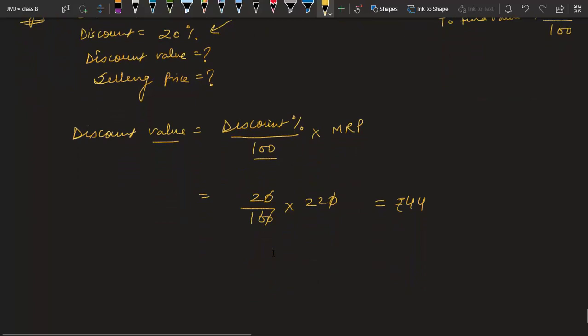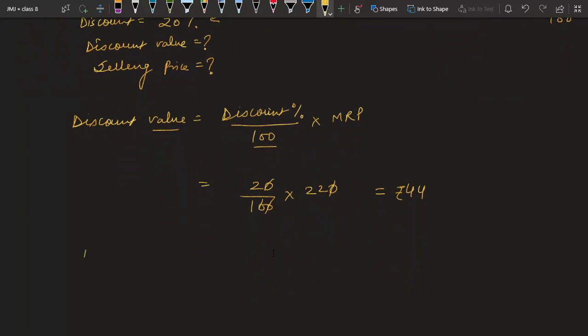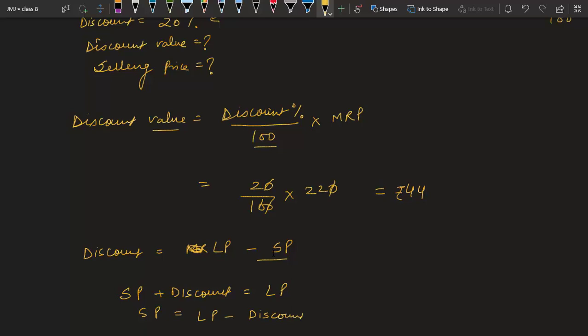For selling price, we all have the formula that discount is equal to MRP, or in this case we are saying it LP, minus selling price. We have to find selling price, so let us take the selling price to the left hand side and make it alone. So we have got SP plus discount is equal to LP, and finally SP will be LP minus discount. So I have shown you how to make a new formula from a pre-existing formula. You can learn this or you can derive this at the time of the question.